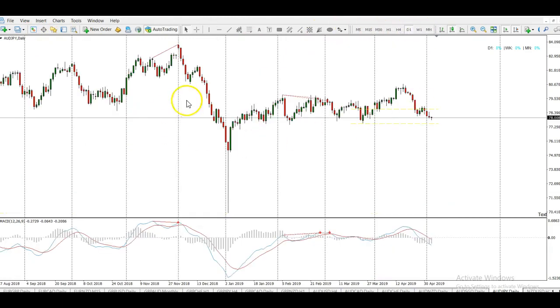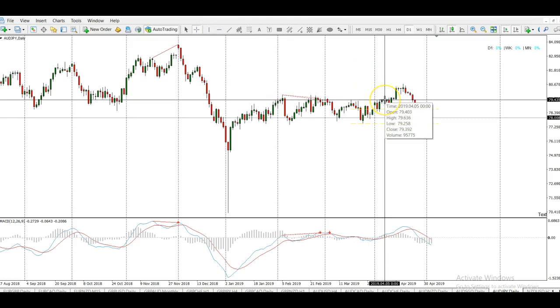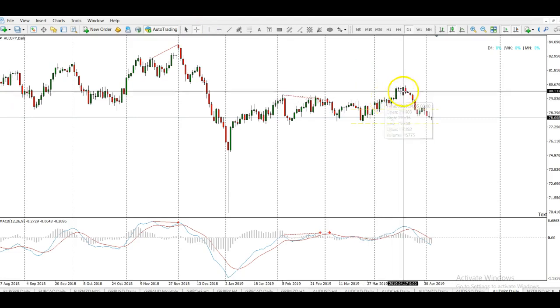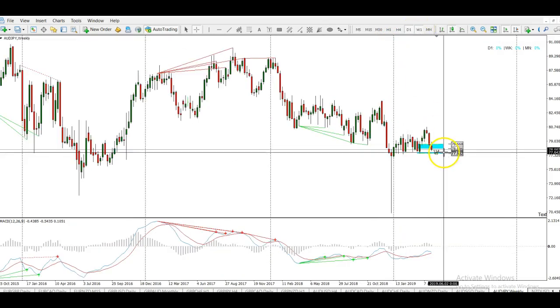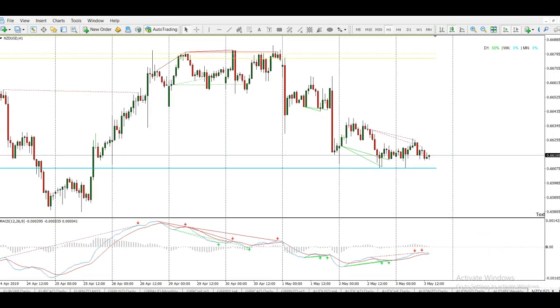And targets are good, up towards the top of this range. So it's 150 pips, maybe a little bit further, a 200 pip target. Aussie yen is a good buy trade today. You can enter this after the NFP, no problem.